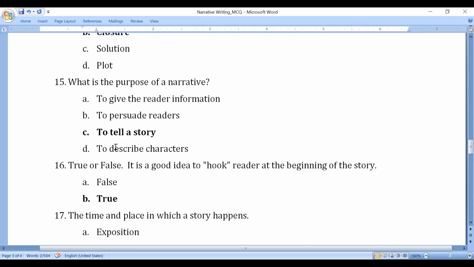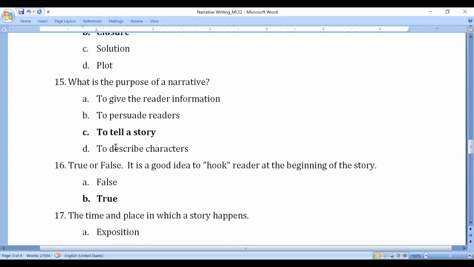What is the purpose of a narrative? Why is it told? For what purpose is it made? To give the reader information, to persuade the reader, to tell a story, or to describe the characters. It is to tell a story. The main function of the narrative is to tell a story.